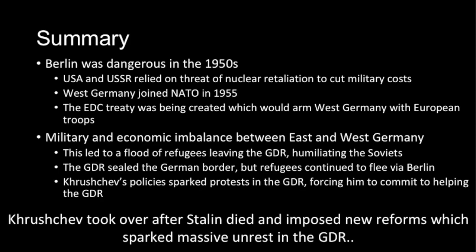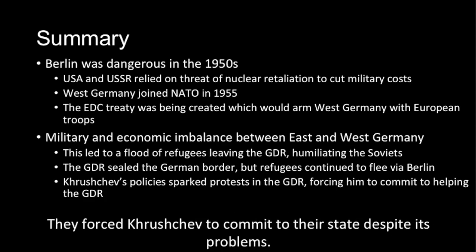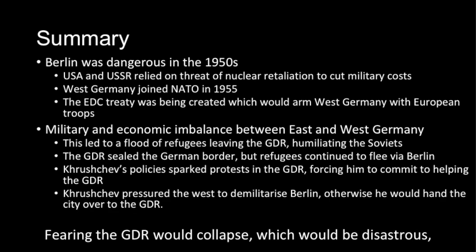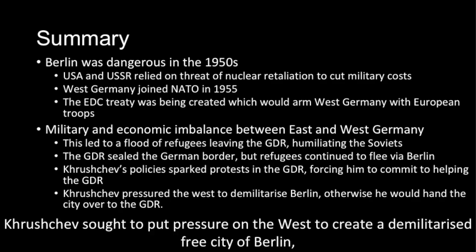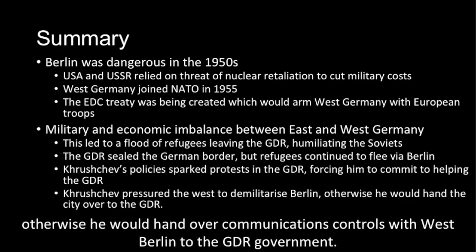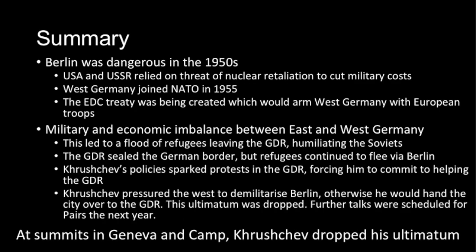Khrushchev took over after Stalin died and imposed new reforms which sparked massive unrest in the GDR. They forced Khrushchev to commit to their state despite its problems. Fearing the GDR would collapse, which would be disastrous, Khrushchev sought to put pressure on the West to create a demilitarized free city of Berlin. Otherwise, he would hand over communications controls with West Berlin to the GDR government.